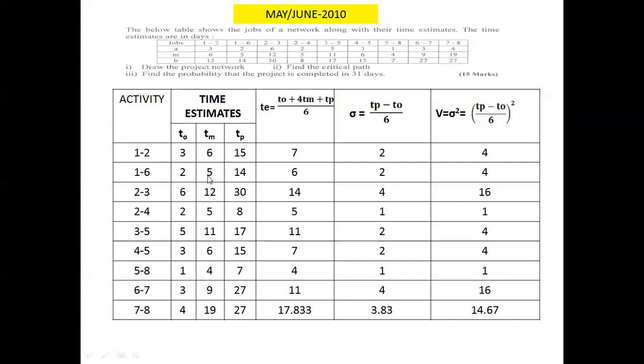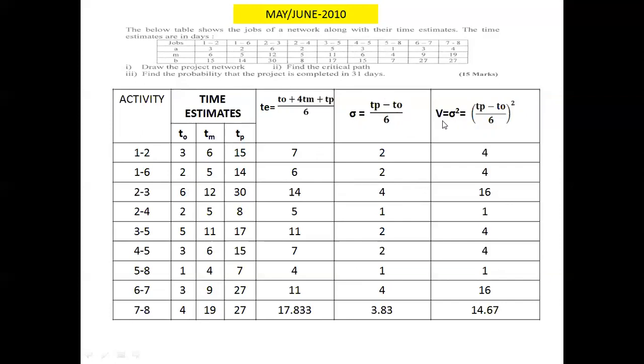And similarly, 14 minus 2 divided by 6, that is 12 by 6, 2. 30 minus 6 is 24, 24 divided by 6 is 4. Like that, the standard deviation for each activity has been calculated here. Then the squaring of this standard deviation will give the variance for each activity.